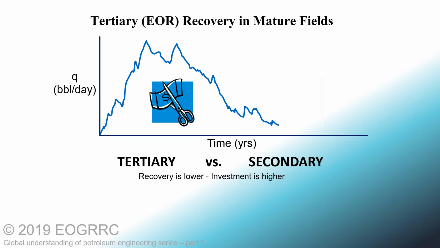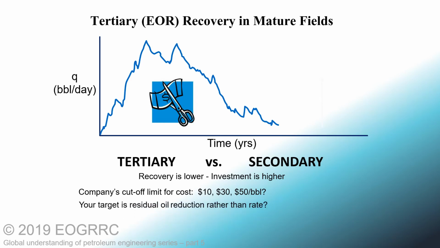Now, before we discuss the examples, there are important things to consider before choosing a tertiary recovery. First, what is the company's cutoff limit for cost? Is it $10 per barrel? $30 per barrel? $50 per barrel? Second, what is your target? Is it residual oil reduction or is it the recovery rate? Usually, it's extending the life of a reservoir by displacing residual oil.